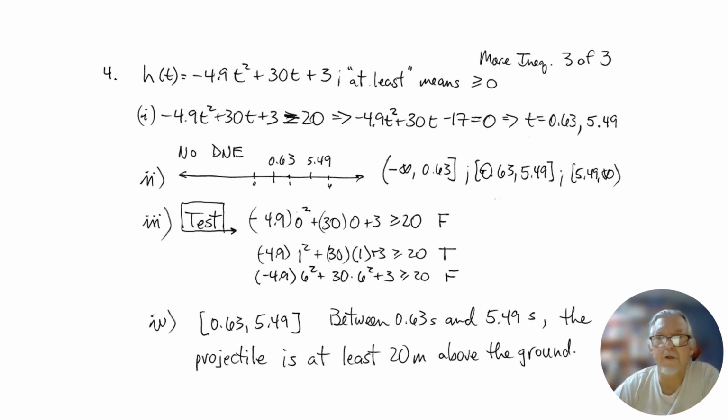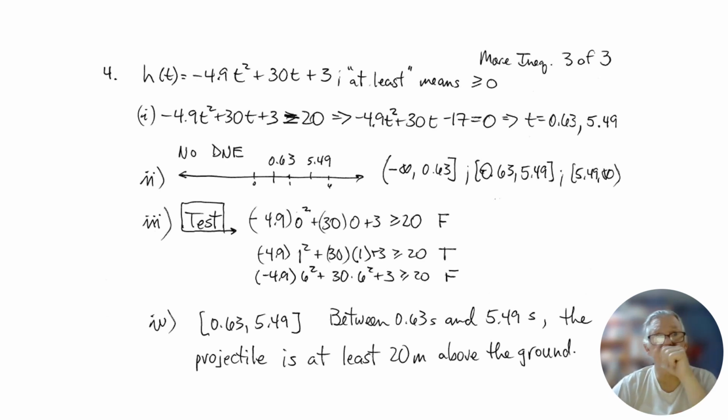But number 4 here. During what time intervals, for which times, is this projectile at least 20 meters off the ground? So h of t. Here's the formula for the height at any time t; at least means greater than or equal to. So then I replace it with equality, subtract 20 from both sides, and guess what I did here? Yes, I used my calculator. And of course, there's no does not exist because it's a polynomial.